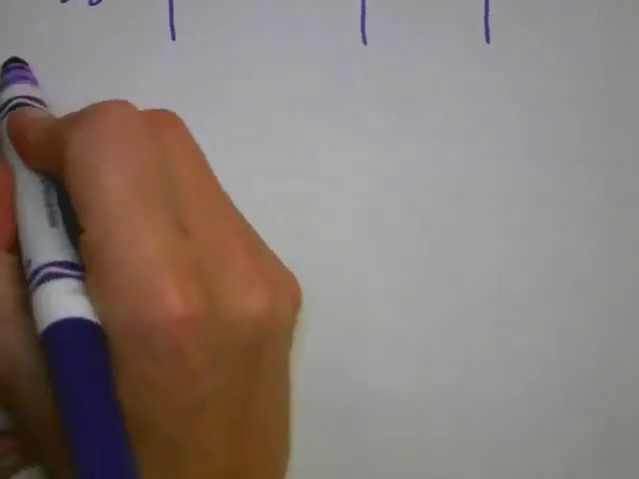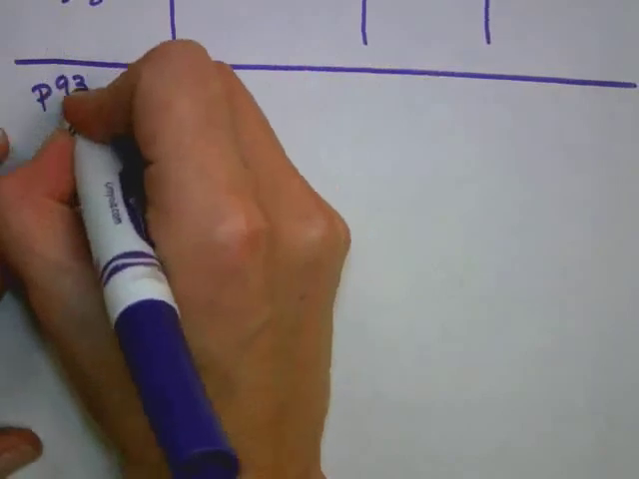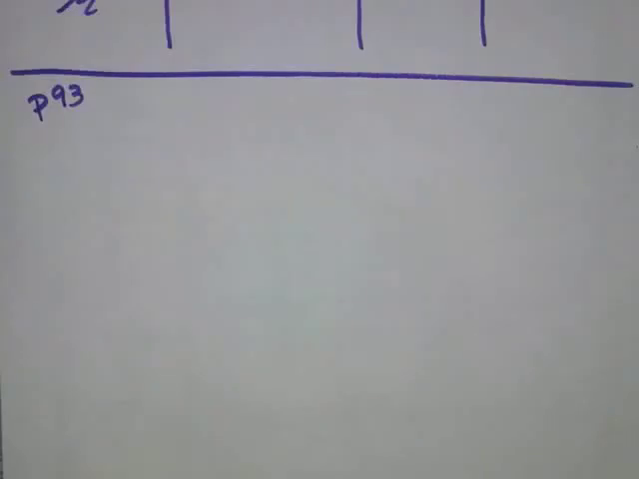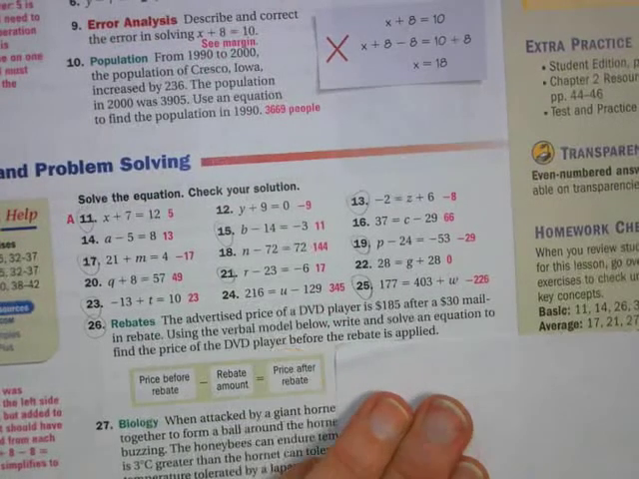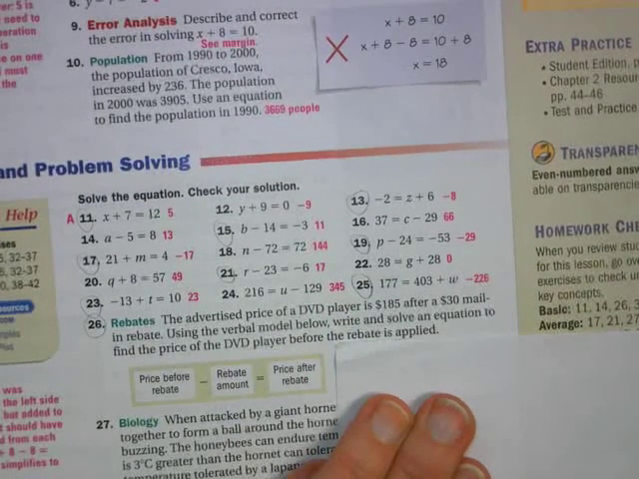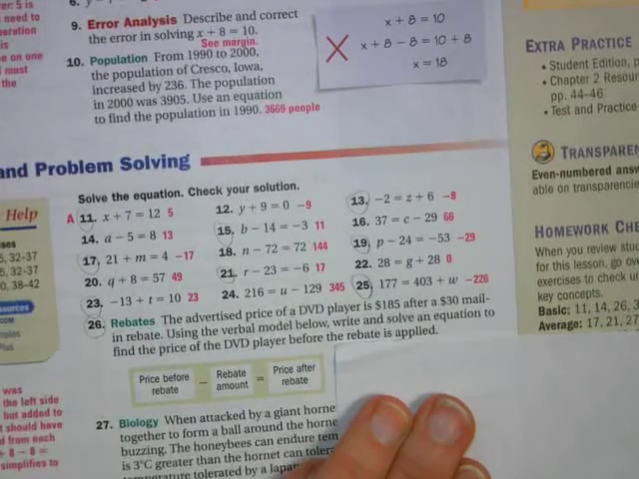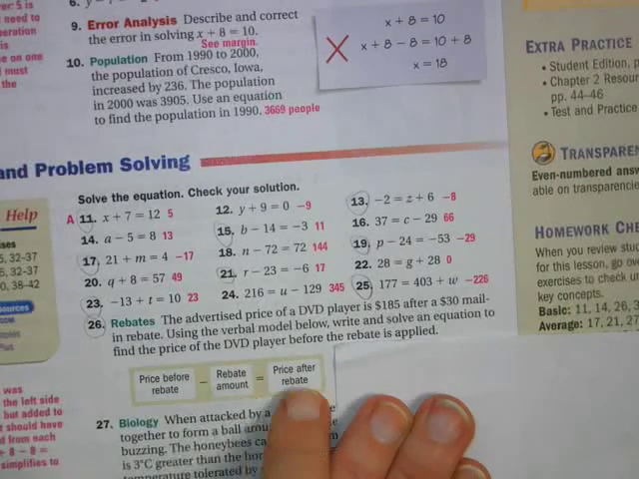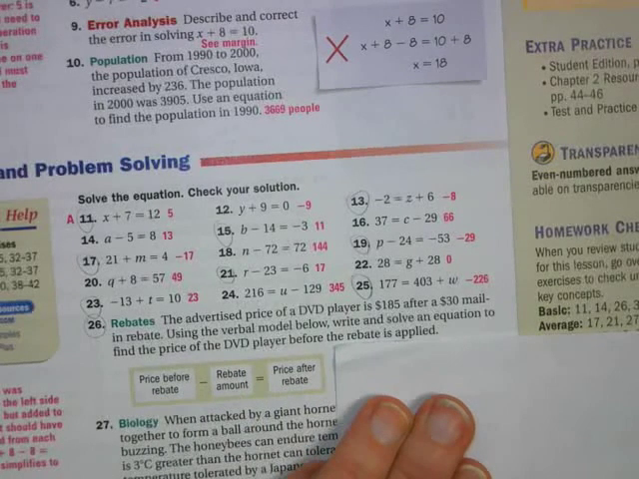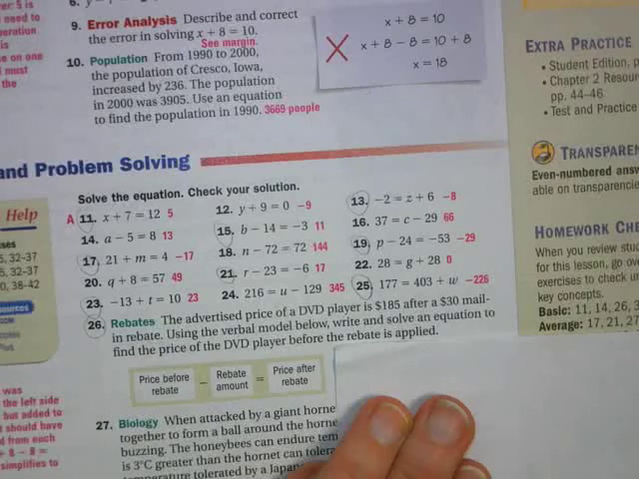I'm going to scooch up my paper, and now I would like you to look at page 93 of your textbook. Page 93. And we have a word problem on page 93. I'm going to show my book here, and I want you to read along in your book at the same time. It says rebates. The advertised price of a DVD player is $185 after a $30 mail-in rebate. Using the verbal model below, write and solve an equation to find the price of the DVD player before the rebate is applied.